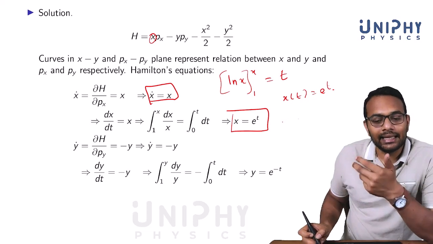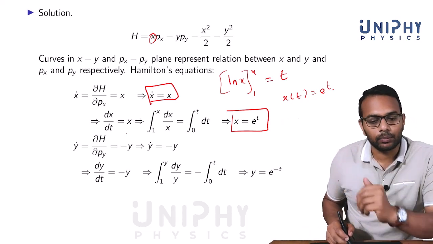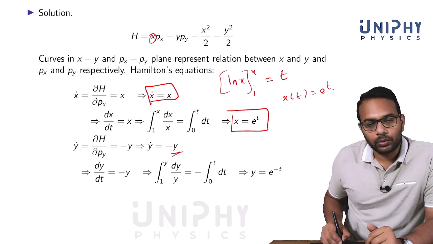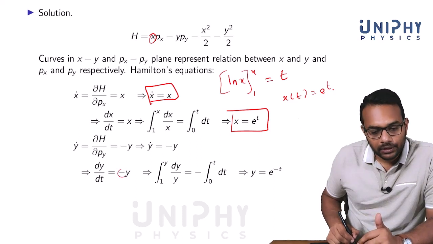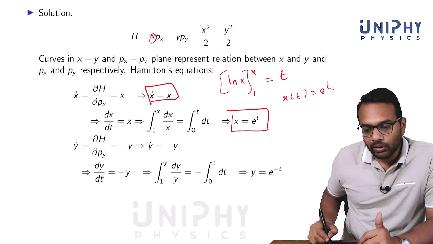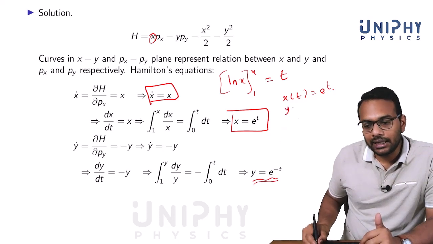In exactly the same way we can find y of t, because y dot is equal to dou h by dou py, which is equal to minus y. y dot is equal to minus y. You solve the equation in exactly the same way. Because of this minus sign here, you get y is equal to e raised to minus t. So you've got x of t and y of t.